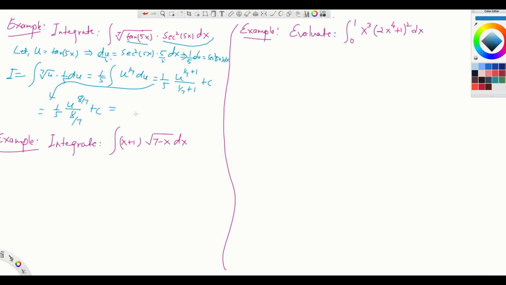So how do I write this? This is like 1/5 times, you write the reciprocal of that, 7/8, and then u to the 8/7 plus c. So the final answer is, 7/8 times 5 is 40. And what is the value of u? U is tangent 5x, right? Tangent to the 8/7 of 5x, plus c. That is the final answer.